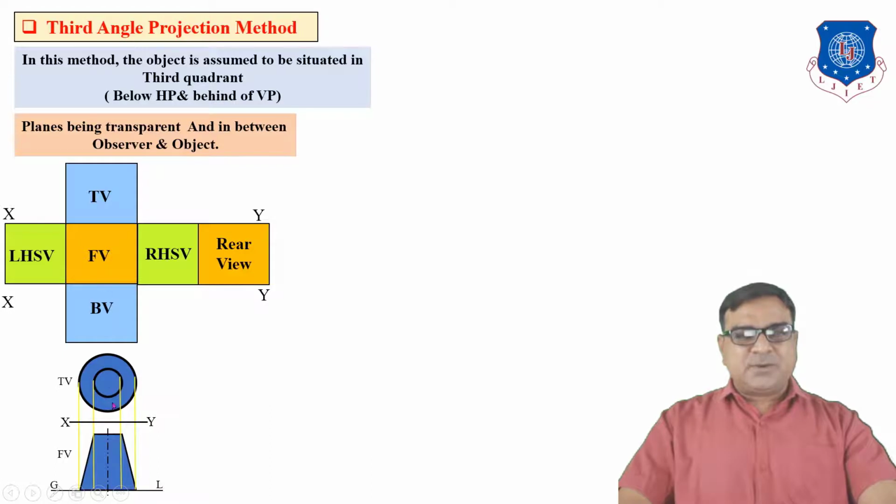Now this is a symbol for third angle projection method. So in third angle projection method, the front view is below XY and top view above XY. So here the front view, the trapezoidal shape of the frustum of cone, is drawn below the XY line, and the top view concentric circles are above XY.